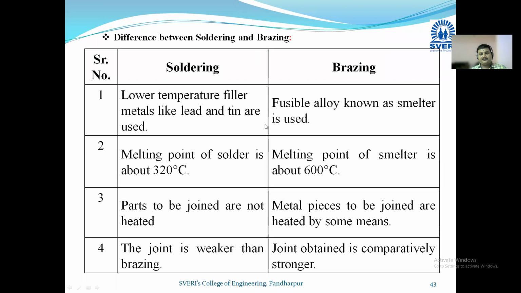Okay. So friends, I'll stop here only. In the next lecture, we will move towards riveted joints and screw joints. And then our unit number 6 will be concluded. We will move towards unit number 8, thermodynamics. Okay. So thank you very much for being with me.